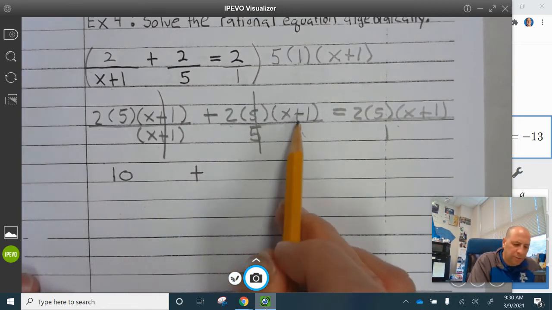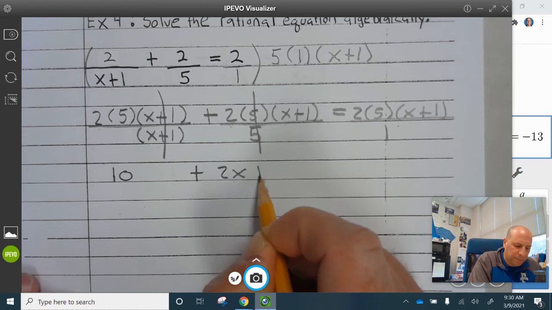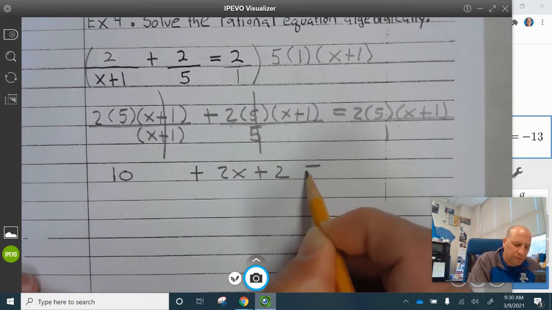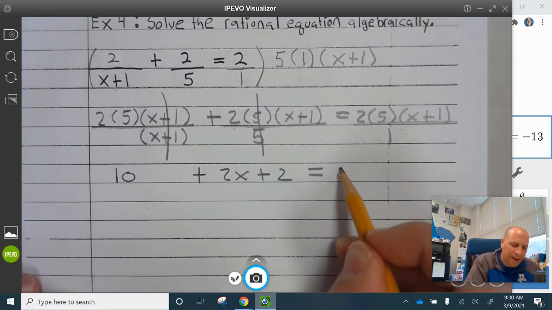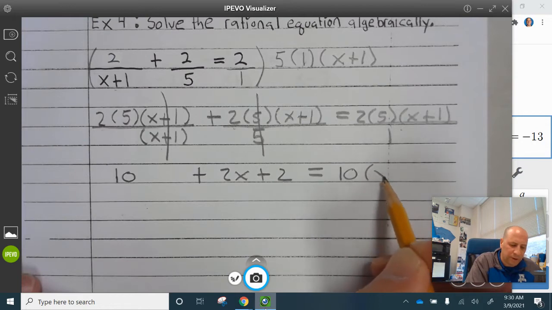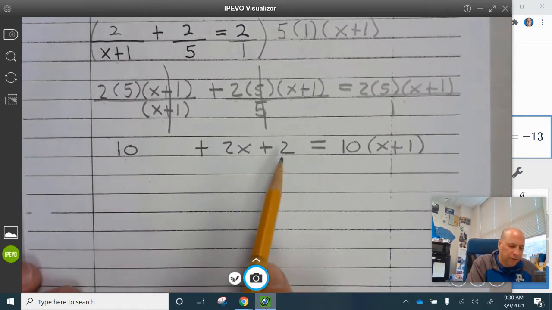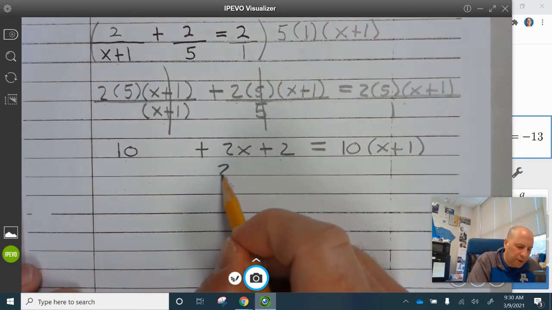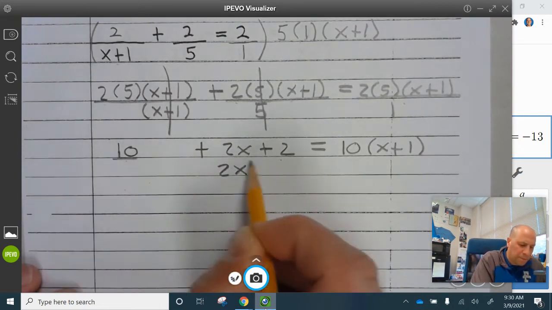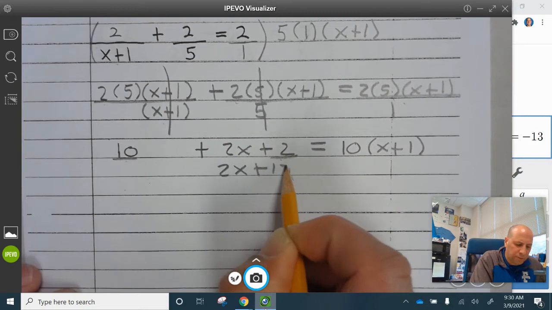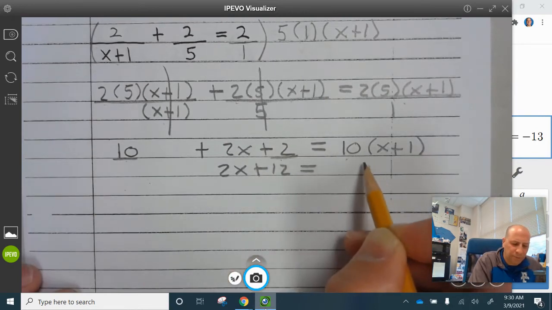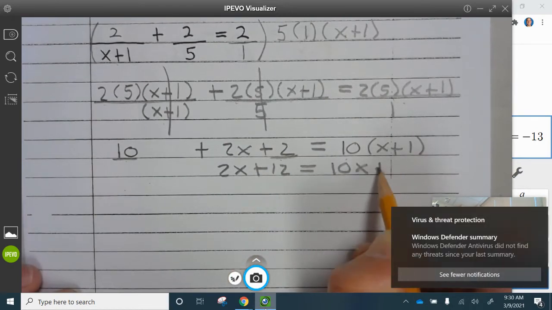Plus 2 times x plus 1 is 2x plus 2 equals 2 times 5 is 10 times x plus 1. All right, well, 10 and 2 combine to be 12, so that's 2x plus 12 equals, now 10 times x plus 1 is 10x plus 10.